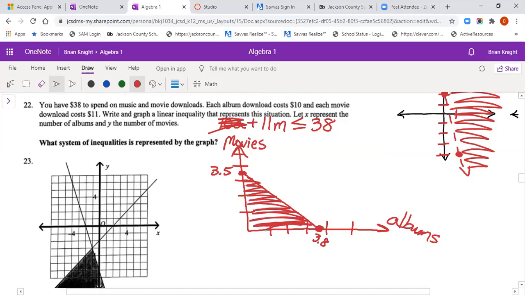Notice, am I going down into the negative part? No, because they're really not on my domain. Okay? I probably wouldn't, but just know you can't buy negative amounts of music or movies, okay? Everybody good? Yes. All right, 23.